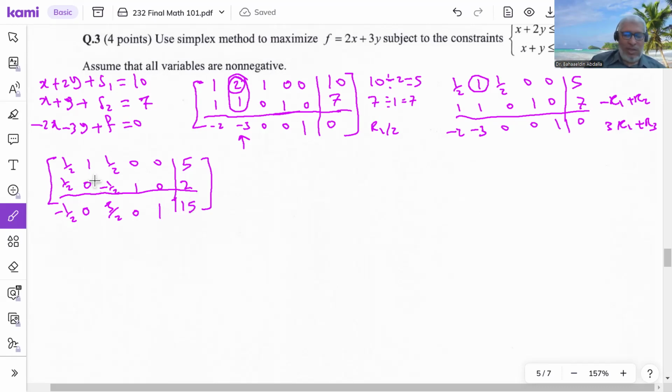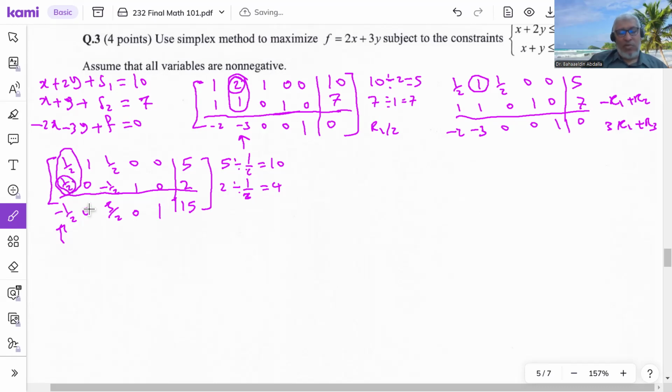So this is the second matrix. And now the problem is not finished because I still have a negative sign here in the objective row. So this would be the pivot column. To determine which number is the pivot entry, I divide 5 divided by half, which is 5 times 2, which is 10. And 2 divided by half would be 2 times 2, which is 4. 4 is smaller than 10. So this number is the pivot entry.